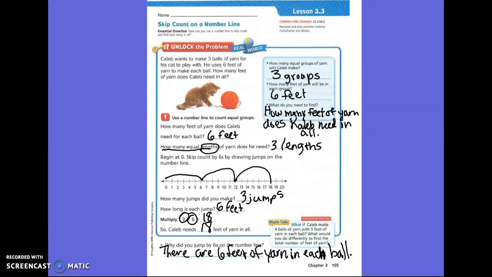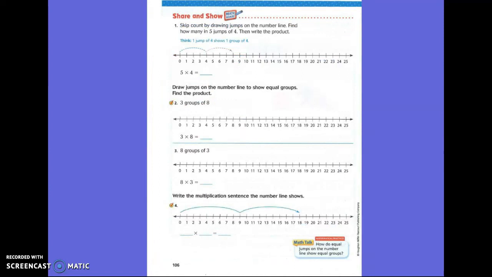Okay, go to the next page. We are already on share and show. But I would like to maybe do number 1 together real fast, and you can do 2, 3, and 4 with your partner. Okay? Now, you're going to have to do 2 things. You're going to have to do the jumps, and you're going to have to write the multiplication sentence.